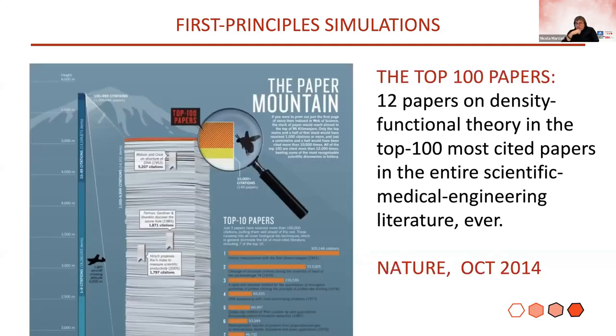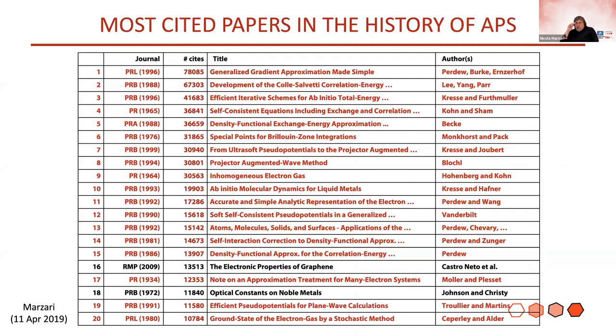In fact, they are so prevalent these days that already 8 years ago, Nature listed the most cited papers in the entire scientific, medical and engineering literature. In the top 100 most cited papers, the most represented field was actually density functional theory: 12 papers in the top 100, 2 papers in the top 10. If we focus on physics, this is from 3 years ago, I do this every few years, the most cited paper in the entire history of the American Physical Society.